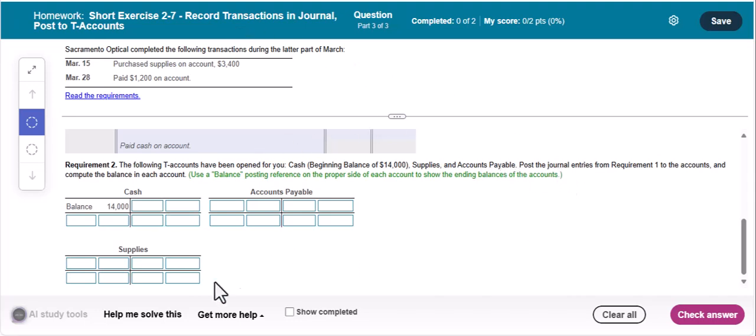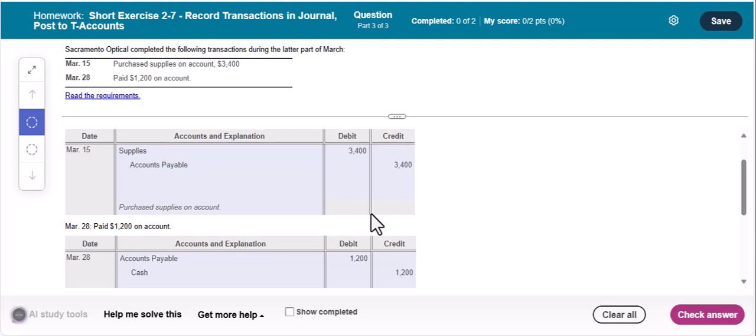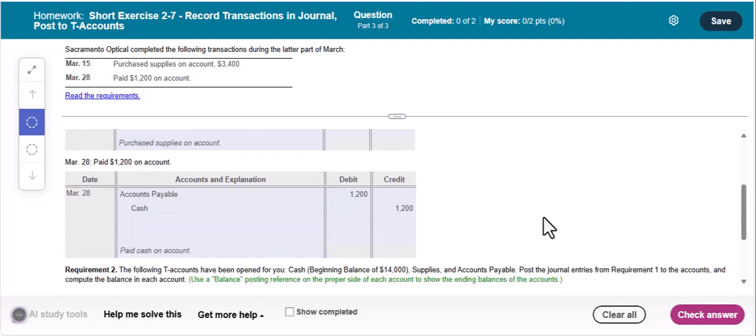So essentially, let's just say your boss, after you recorded these two journal entries, these two transactions, asks how much cash you have, because that's the first thing they will always ask. Well, we can't just look it up here. We know that cash went down by 1,200, but we don't know the balance.